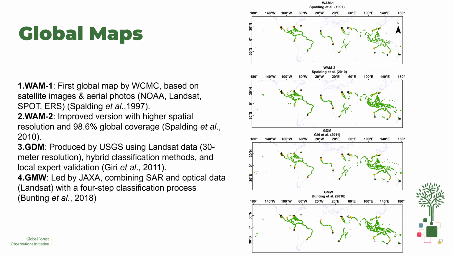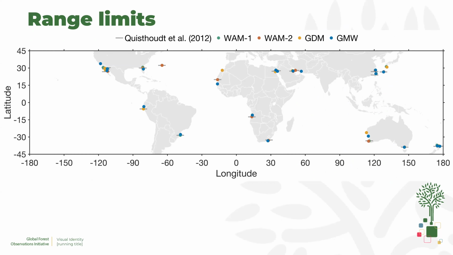So we compare 4 global maps. One is the World Atlas of Mangroves 1 from Spalding 97, and also World Atlas of Mangroves 2, which was an improved version, and also the Global Distribution of Mangroves from Giri, and then the Global Mangrove Watch, as was presented before. Very nice presentation. So here we show a little bit the difference between the range limits from different global maps.